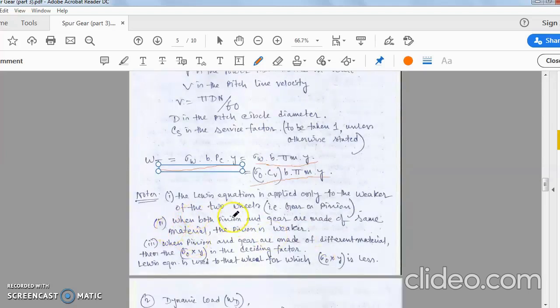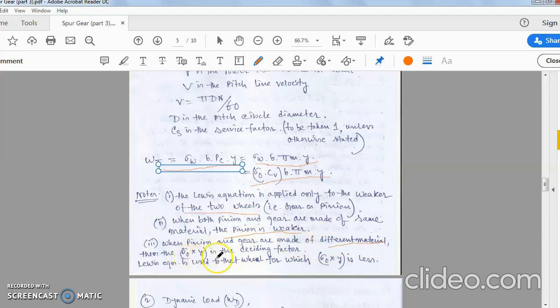Now, a very important note: the Lewis equation is basically applied only on the weaker of the two wheels, either gear or pinion. Generally, pinion is the weaker part. But you must remember that the Lewis equation is always applied only on the weaker section, among either the gear or the pinion. So when both pinion and gear are made of the same material, the pinion is weaker. When pinion and gear are made of different materials, then this condition shall be used.